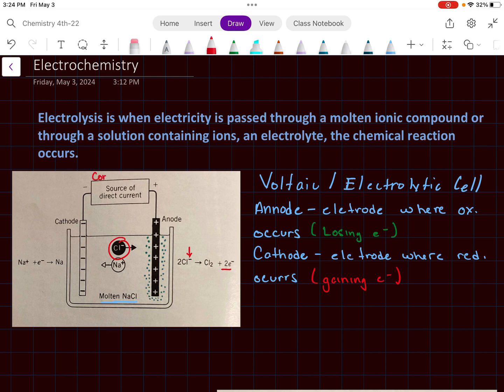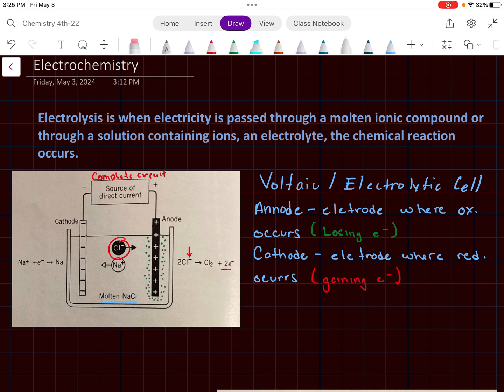Now, as this current, the source of this current, this is basically a complete circuit up here. Complete circuit. Okay, and what's happening is these electrodes are causing this solution to basically go through a redox reaction. Okay, so let's take a look at that reaction.